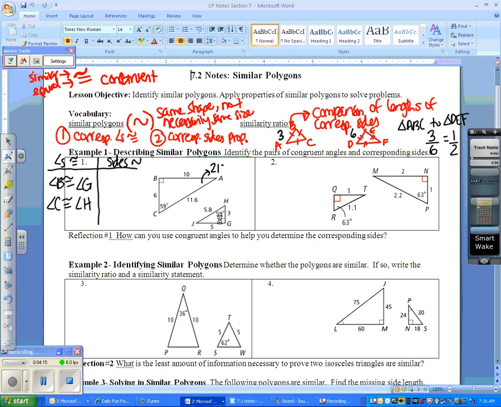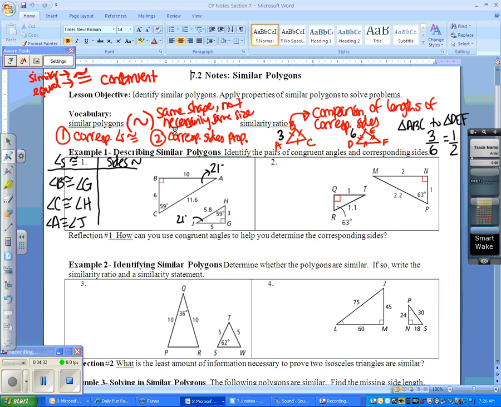And so the same thing over here. If we added these up and subtracted from 180, this one would have to be 21 degrees. So I know that angle A is also congruent to angle J. Sweet, that's important. Remember, in similar polygons, the corresponding angles must be congruent.